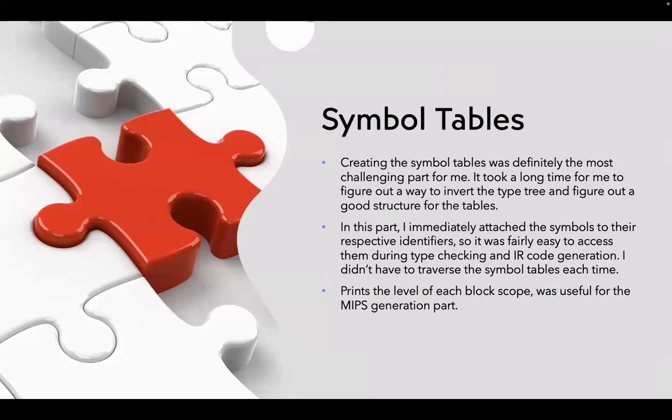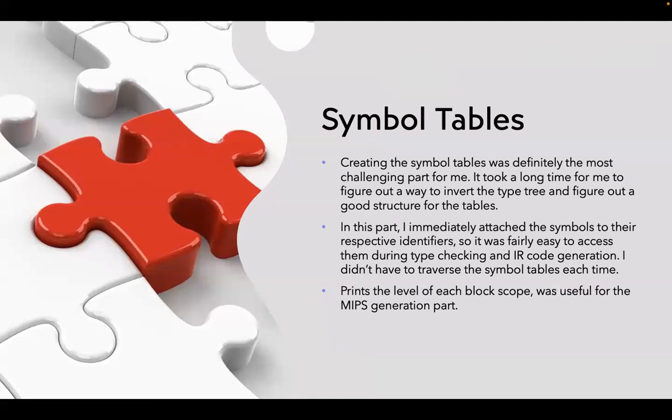The third part, and the part of the compiler that I had the most problems with, was the symbol table part. Creating the symbol tables was definitely the most challenging. It took a long time for me to figure out a way to invert the type tree and get a good structure for the tables. At first, I wanted to implement the stack and actually started implementing it, but it led to a lot of problems. And so I had to scrap it and start over with the linked list tables.